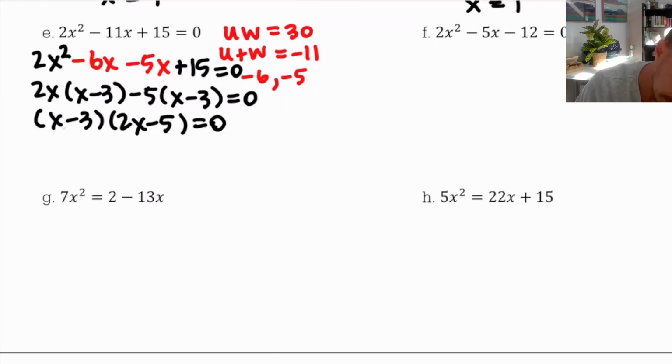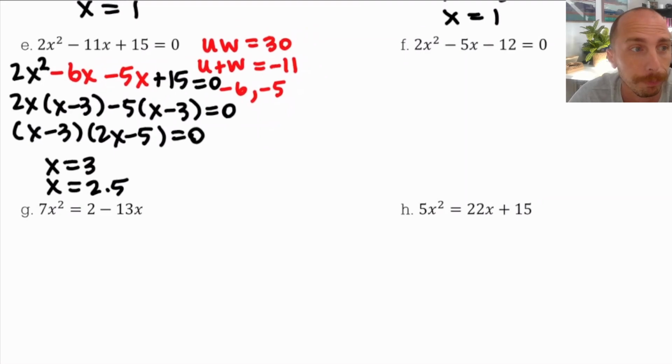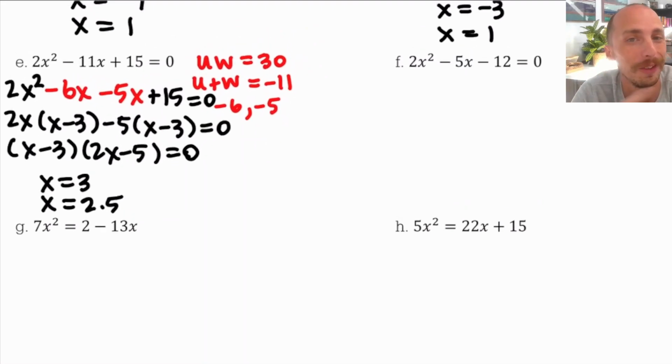And I'll have, okay, either it's the case that x minus 3 equals 0, that would be x equals 3, or 2x minus 5 equals 0. Okay, what's a number that I could double and get it equal to 5? That would be 2.5. And in this class, it would be perfectly valid for you to call that 2.5, right? We don't have to call that 5 over 2. They're the same number. Okay, 10 over 4, that needs to be simplified.